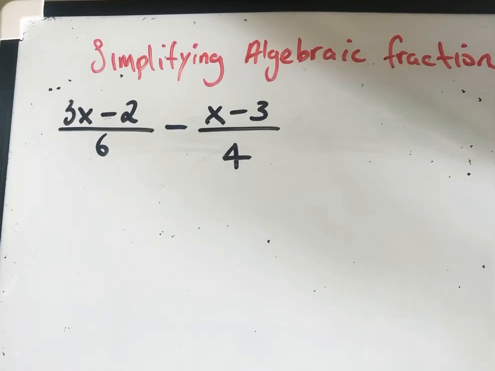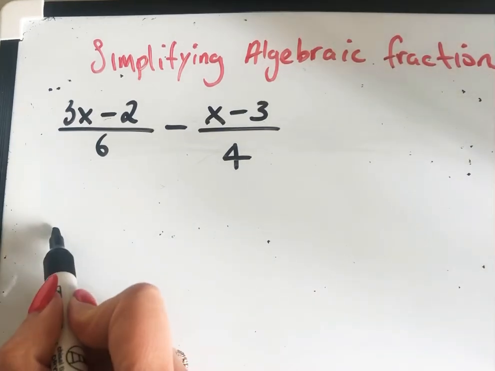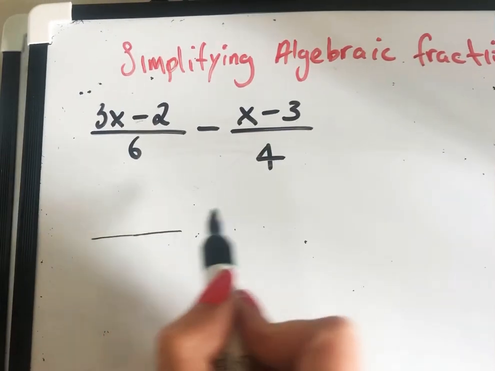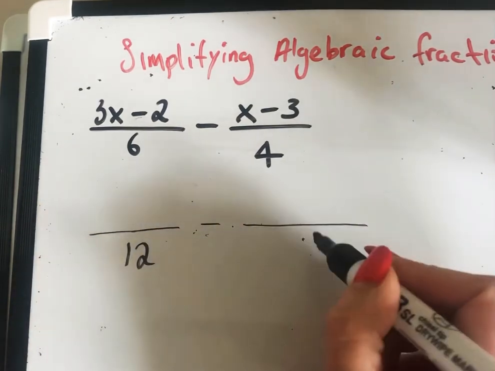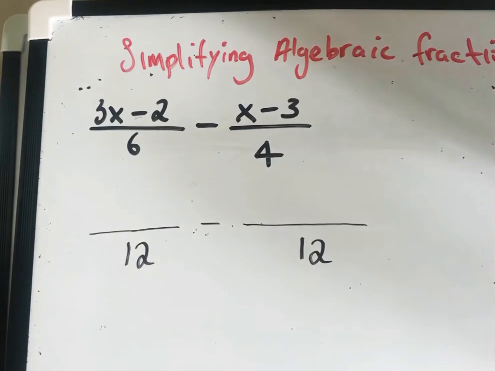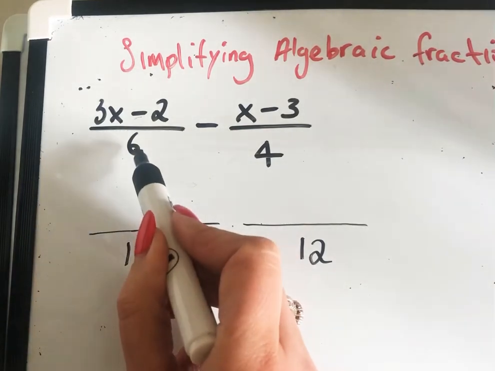So we begin by looking at our 6 and our 4 and we say, what is the lowest common multiple of 6 and 4? So we know it's 12. So our common denominator is now going to be 12. So put a 12 underneath here and a 12 underneath there. So we're now changing this denominator from 6 to 12.